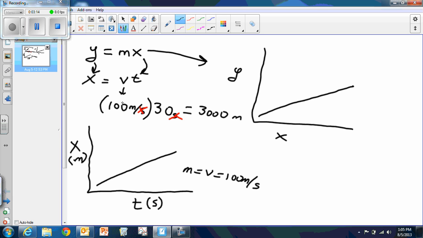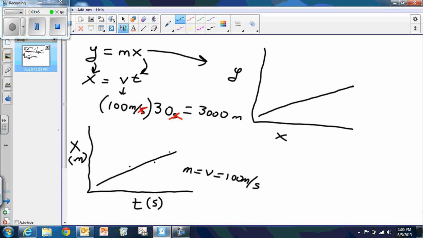So if velocity was constant, we could put in some t's and get some x's and get some data points on here. But that's how, and we'll work on this in class, you need to understand that functions, in this case x equals velocity times time, can be represented by a graph, which is very powerful. And so in physics, the slope usually means something.